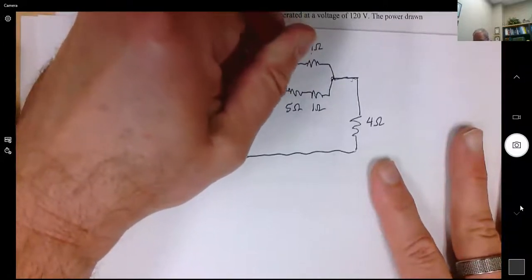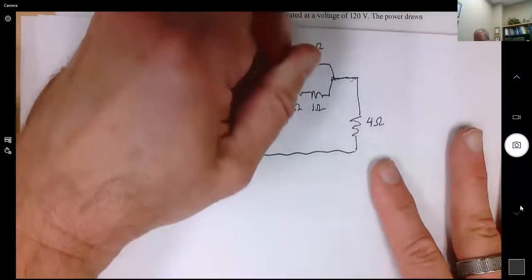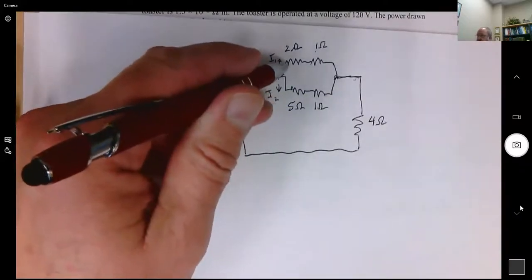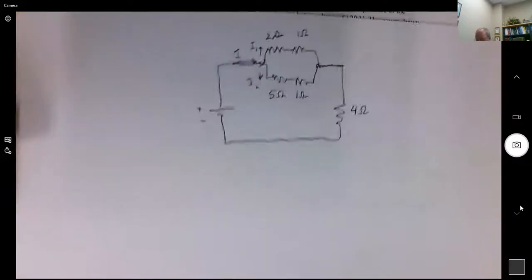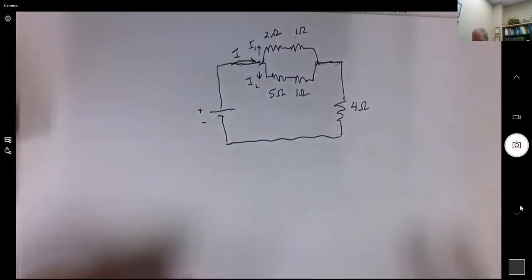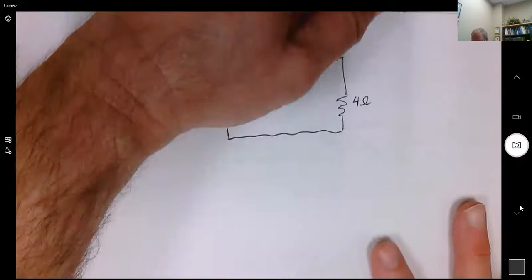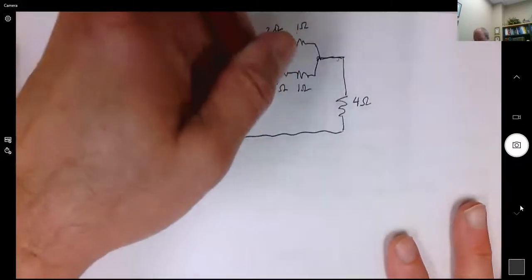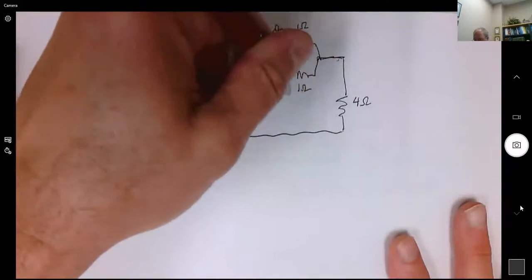That current splits into I1 and I2. So we're going to use Kirchhoff's voltage law to tell us how the current splits. And once we know the current going through the 2 ohm resistor, then we know that power is just I squared times R. So first of all, we find the equivalent resistance. This is the equivalent of a 3 ohm resistor here, and this is the equivalent of a 6 ohm resistor here.